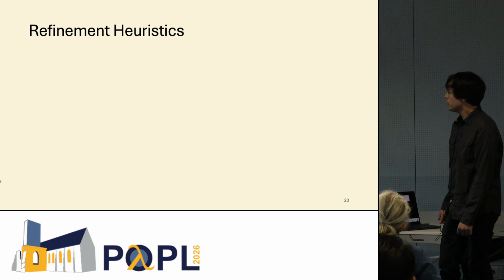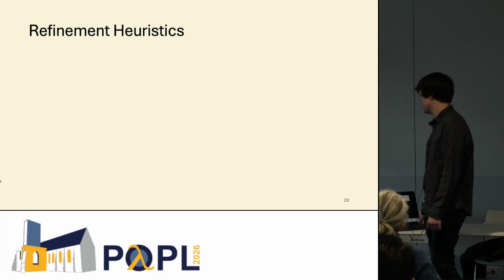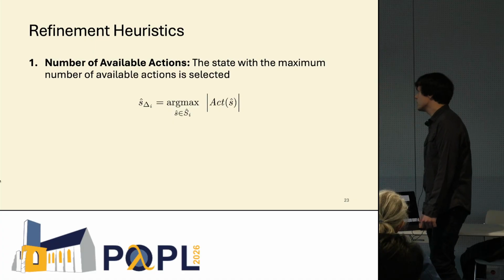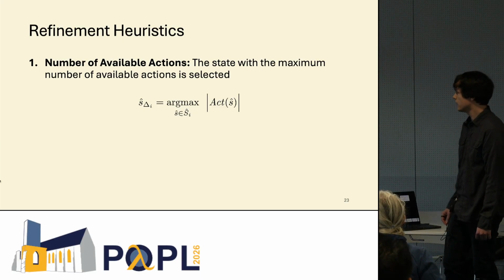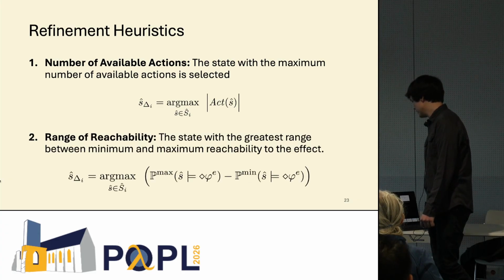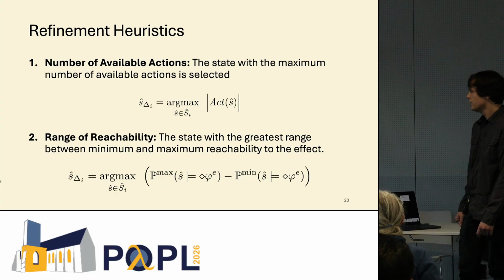Additionally, when we're looking at refining states in our abstraction refinement, we also need to choose which state to use in order to break up into its concrete states. And the first option we have is choosing the state with the highest number of actions, meaning it contains the largest number of concrete states. And the other option we have is selecting the state with the largest range of reachability to the effect.